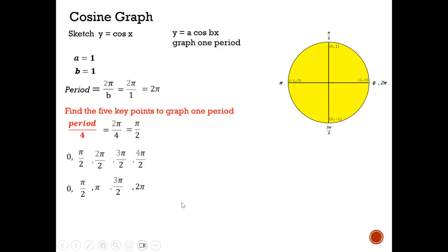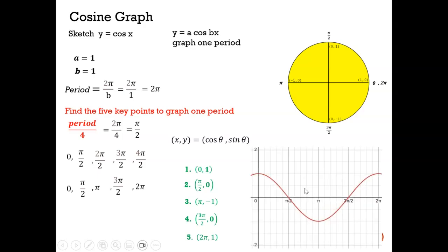Right now, at 0, because my first point is 0, my cosine is 1. At pi over 2, my cosine is 0. At pi, my cosine is -1. At 3 pi over 2, my cosine is 0. At 2 pi, my cosine is 1.